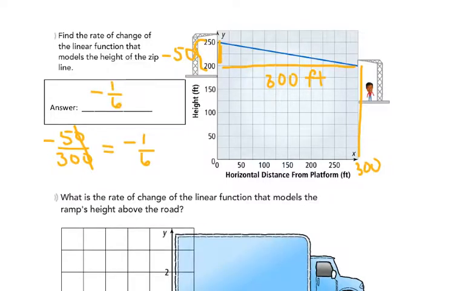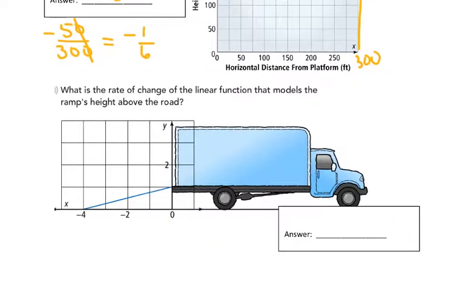All right, moving on to the next problem. What's the rate of change of the linear function that models the ramp's height above the road? If you take a look, here is the ramp right here. So we're going to find the rate of change. We need to do change in y's over change in x's. The y's change by going up 1 unit, and the x's change by going over 4 units. So the rate of change is 1 over 4.